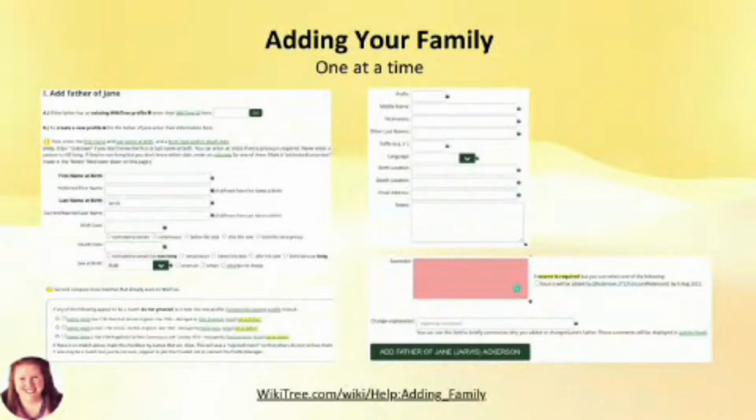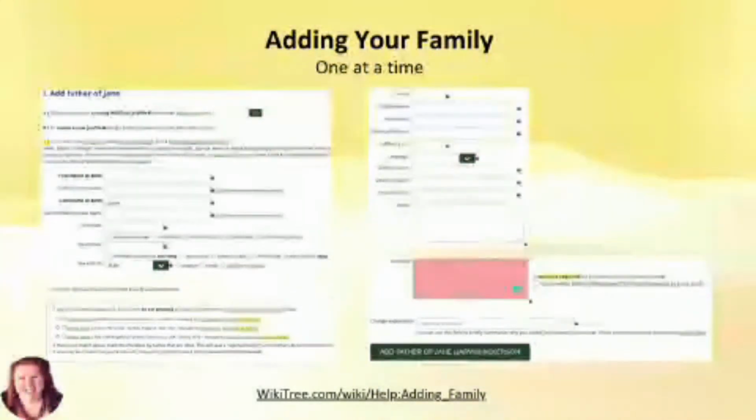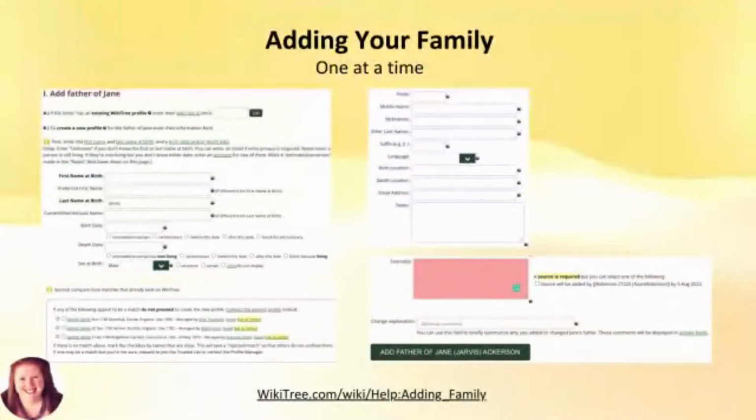The first section is going to ask for the names and vital dates for the person you're adding, and the next section is going to tell you if the system found any matches in the database. So if it hasn't found any matches, then you can go ahead and proceed to the next section where you enter the rest of that person's information and add a source. And then you can go ahead and click Add.